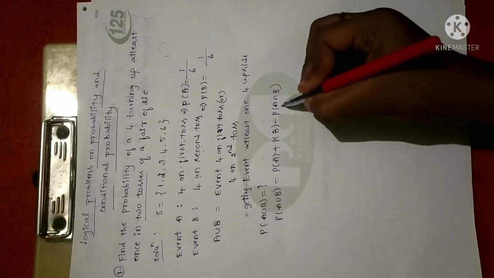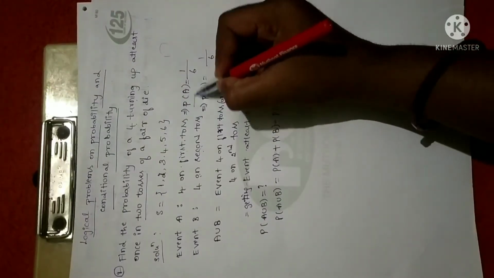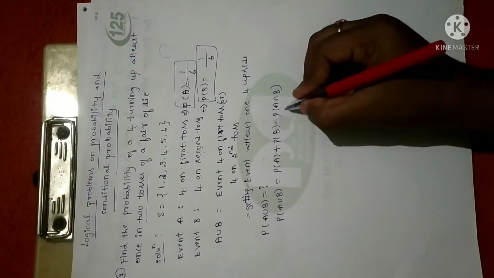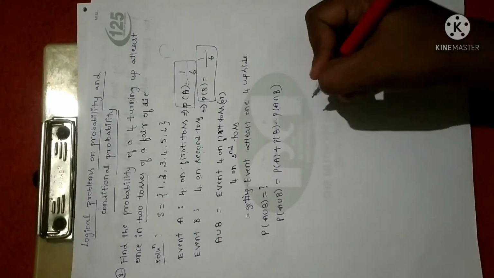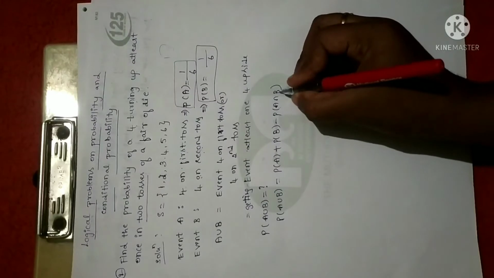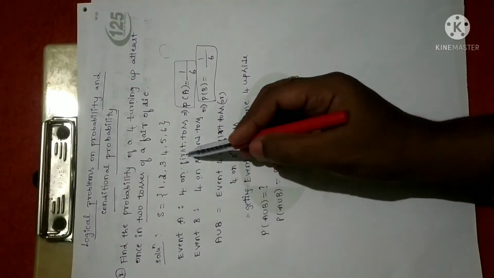And moreover, here the probability of A intersection B is not known. The only data we know is the probability of A and the probability of B. So we need to express the probability of A intersection B in terms of the probability of A and the probability of B. Since A and B are independent events, you can see that event A is independent.